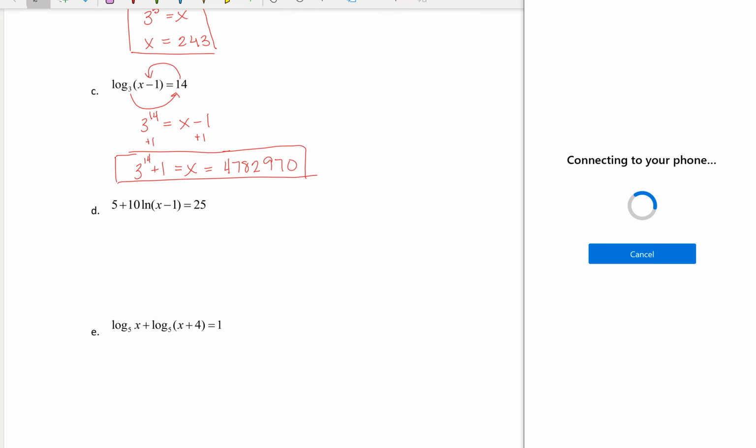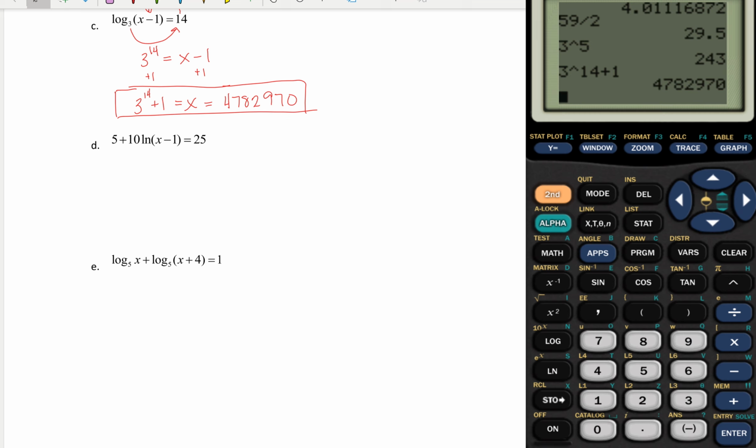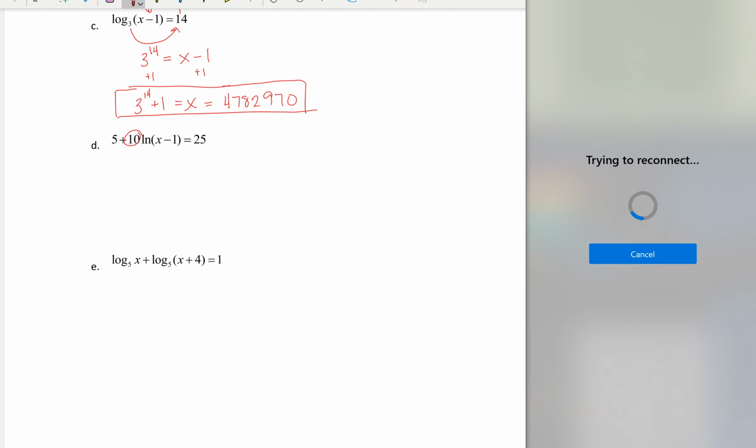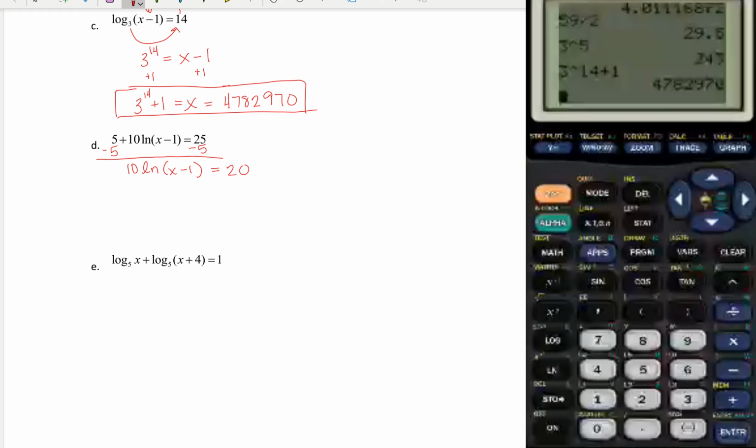There it goes. Okay. Now, look at D. I have 2 things in front of my natural log. I have addition occurring, and then I also have multiplication occurring. So I'm going to move the addition first. I'm going to move that 5 to the other side by subtracting it, so that I get 10 ln of x minus 1 is equal to 20. Now I will also have to divide both sides by that 10 that's in the front. Remember, divide everything on one side, everything on the other. So I get ln of x minus 1 equals 2.